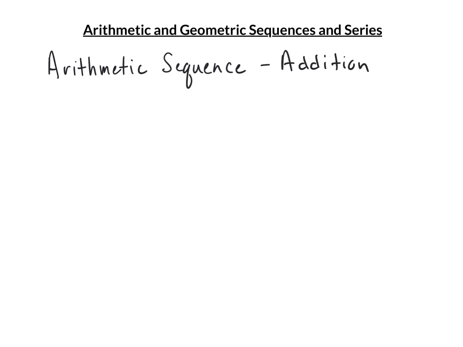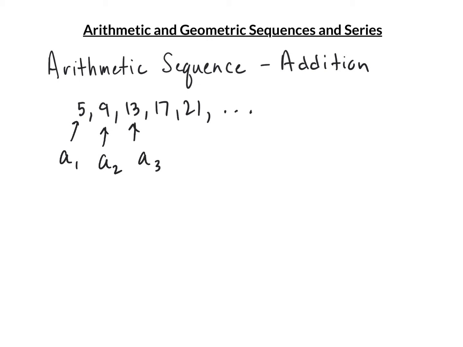An example would be something like this. 5, 9, 13, 17, 21, and on it goes. We identify the terms in this list by the index number. This is a sub 1. This one, a sub 2. That one is a sub 3. Here, that's a sub 4.